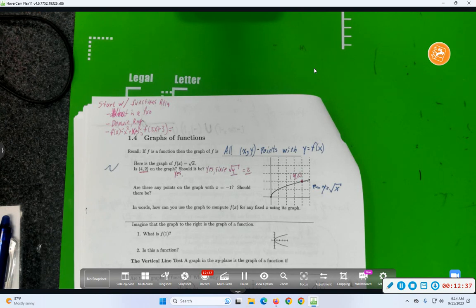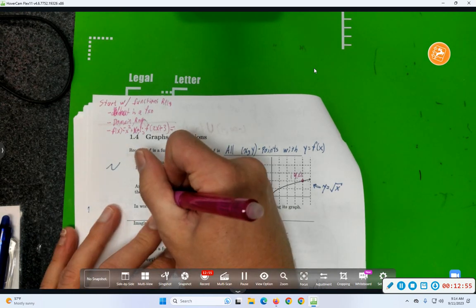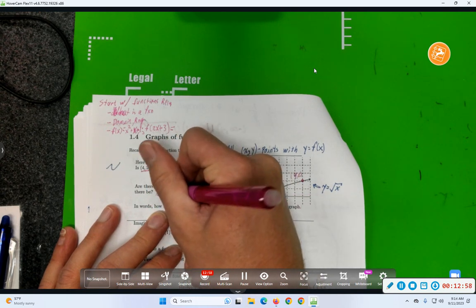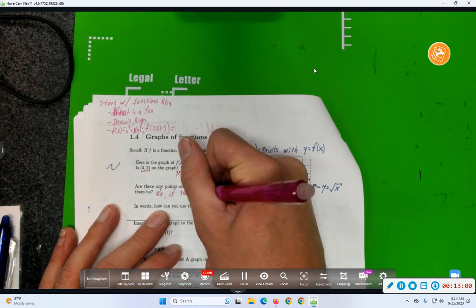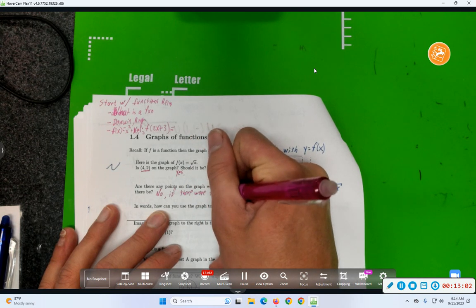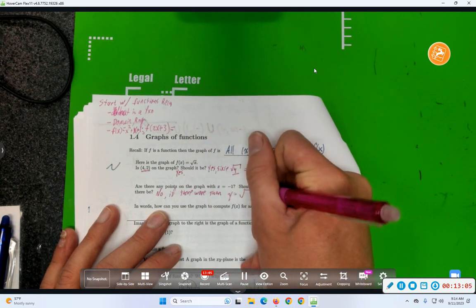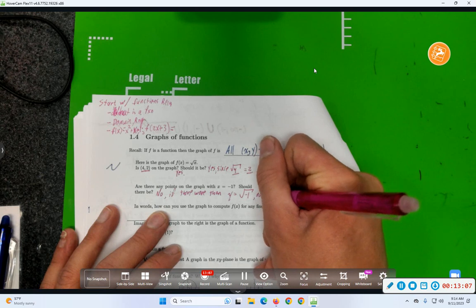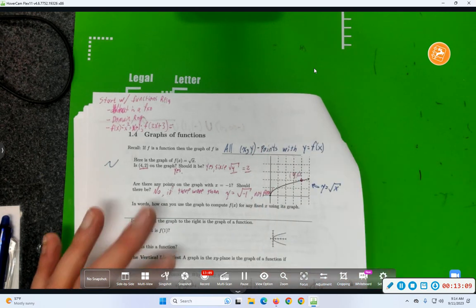Looking at that graph, are there any points with x equals -1? No. Why not? Can't get the square root of negatives. Yeah, if there were an xy point with x equals -1, y would have to be the square root of -1. If there were, then you would have y equals the square root of -1, which is something that's not real.